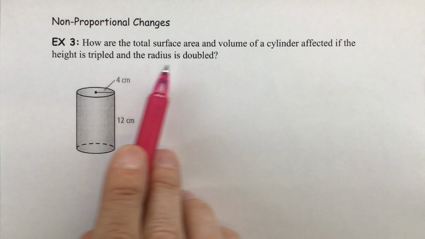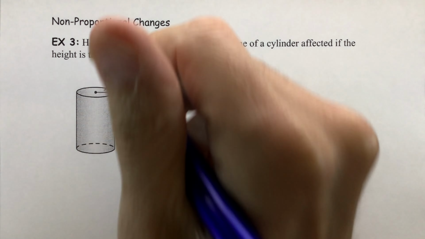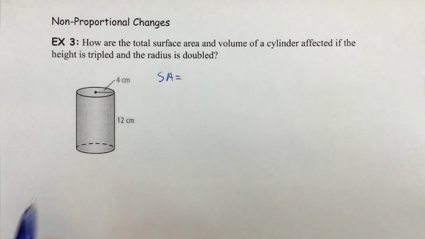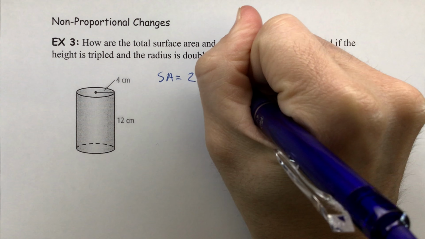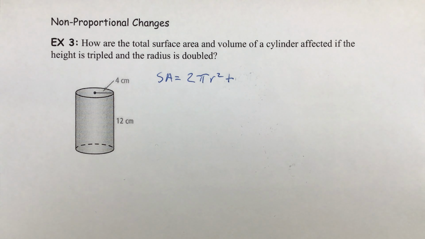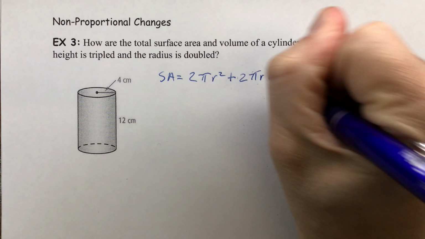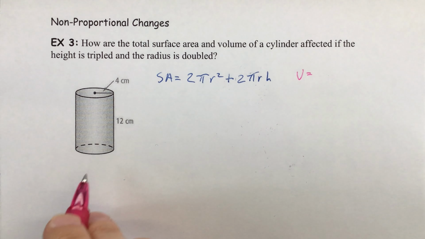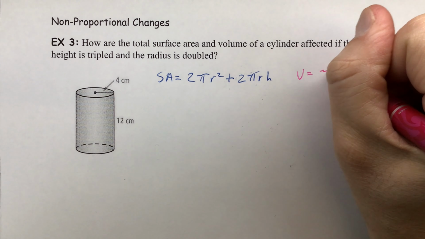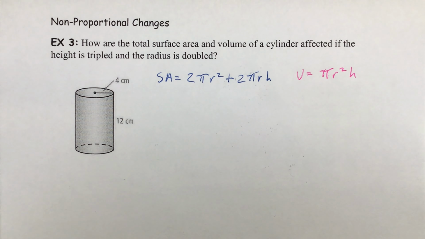We've got the height being tripled, the radius being doubled here. Okay, let's go ahead and start off with some formulas though. For the surface area, that would be 2 circles, so 2 pi r squared, plus the wrapping part, which is circumference times height, so that'll be 2 pi r times h. The volume is going to be equal to the area of the base, which is the circle, pi r squared, times the height.